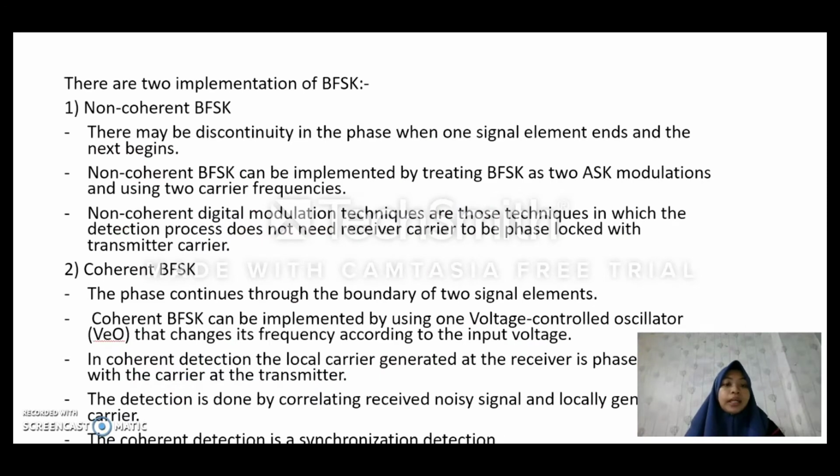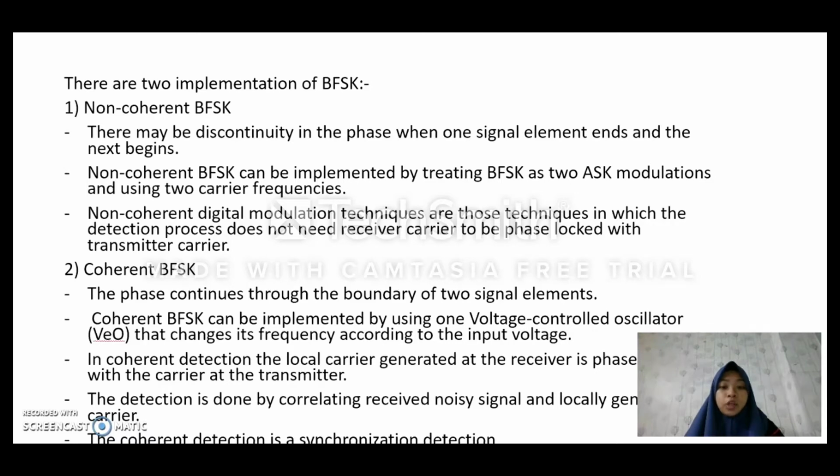There are two types of implementation of BFSK. The first one is non-coherent BFSK. There may be a discontinuity in the phase when one signal element ends and the next begins. Non-coherent BFSK can be implemented by treating BFSK as two ASK modulations and using two carrier frequencies.